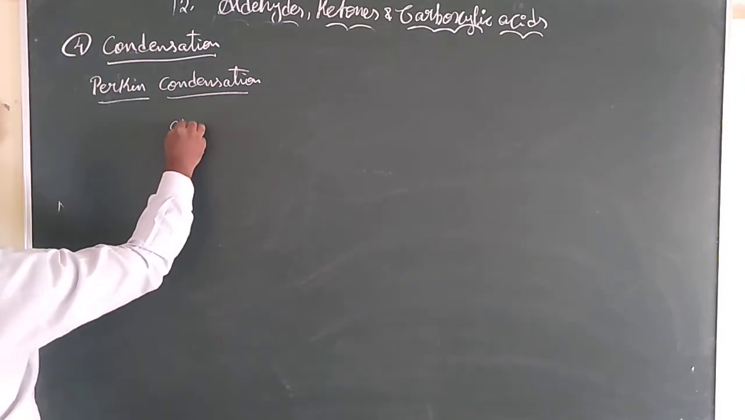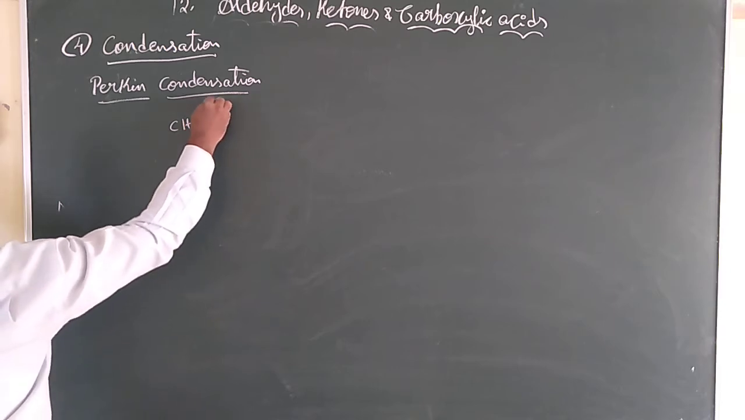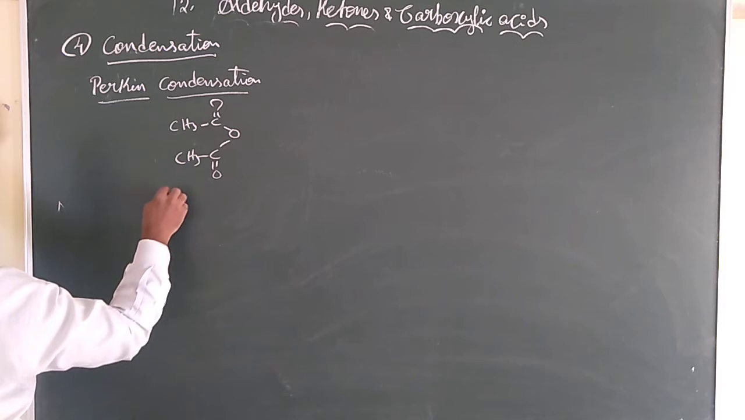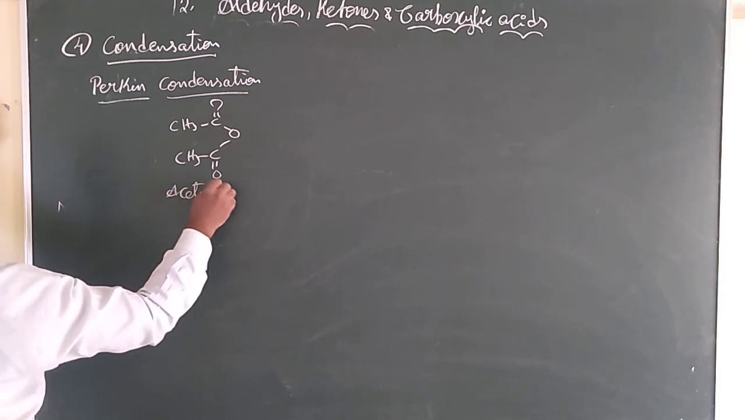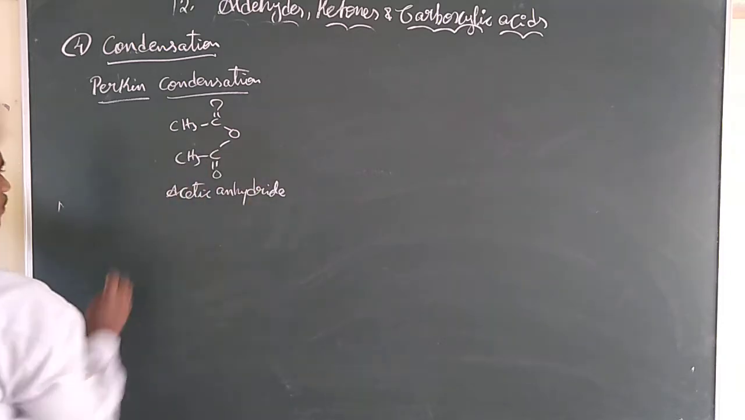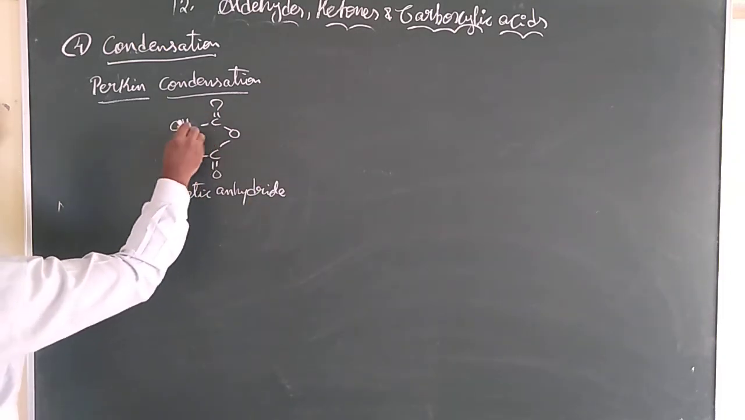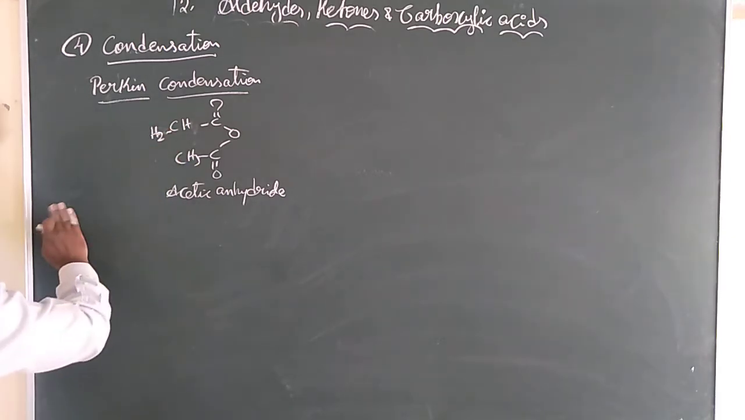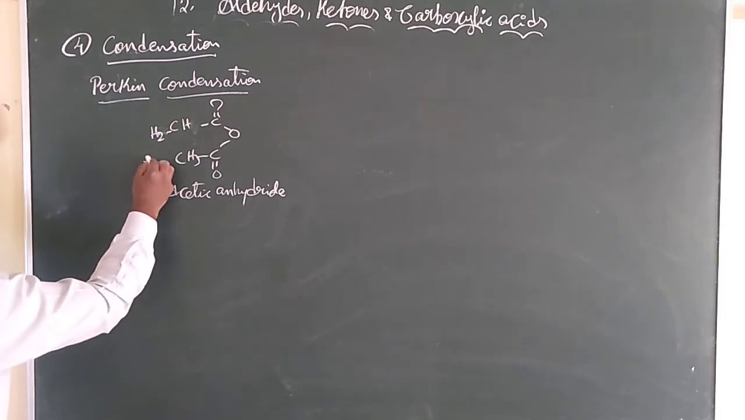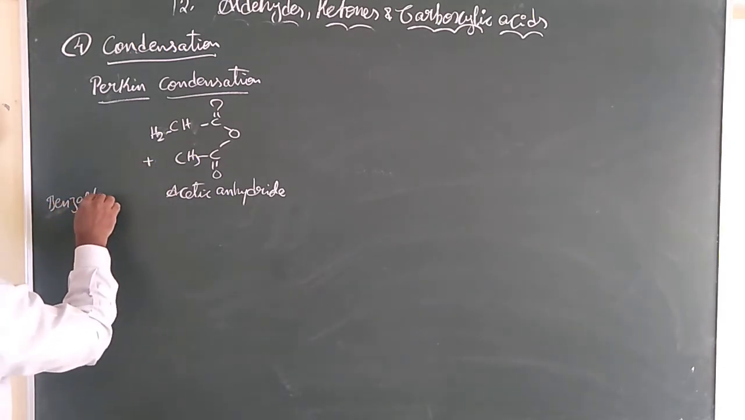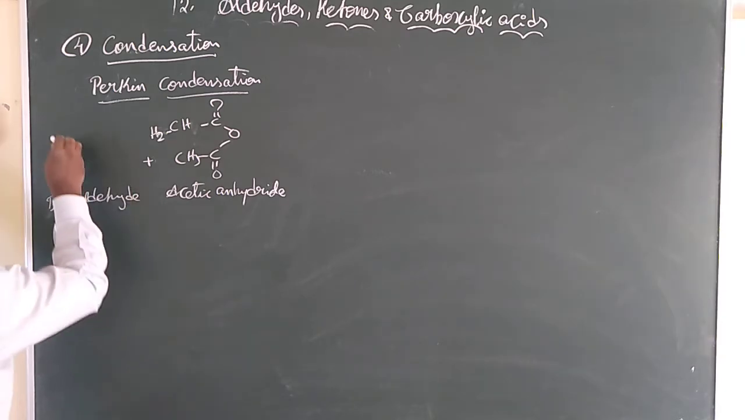If you have acetic anhydride, and I am writing the hydrogens like this. Here, two hydrogens I am showing to the left side. Acetic anhydride is going to react with benzaldehyde.